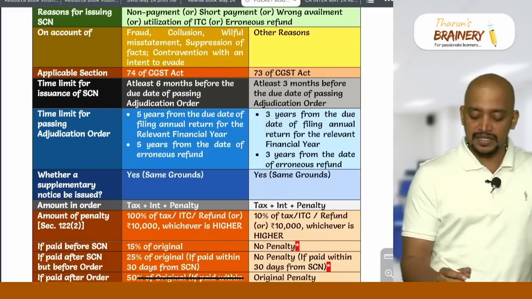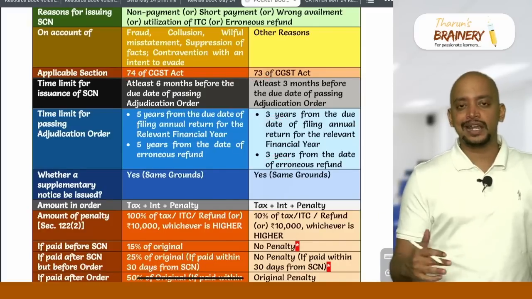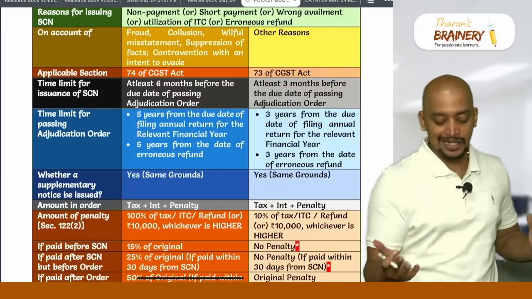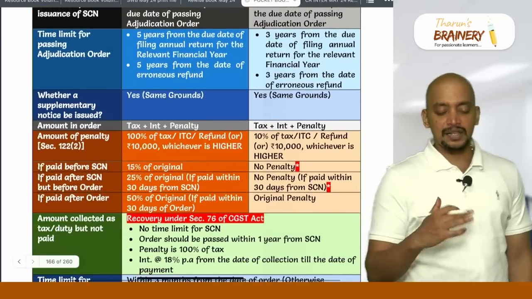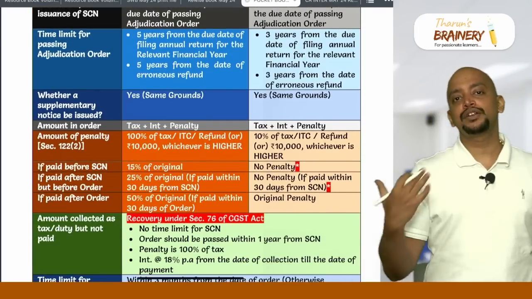And wherever 5 years comes for 74, in case of 73 it will be 3 years, and for a notice in case of 73 there should be at least 3 months before. So the gap of 3 months should be maintained, whereas in case of 74 at least a gap of 6 months should be maintained. Whether a supplementary notice can be given? Yes, both in case of 73 and 74 supplementary notice can be given.